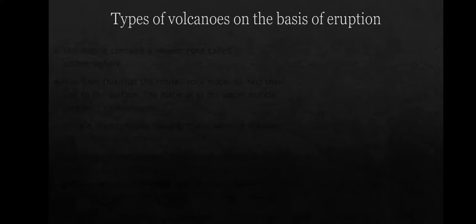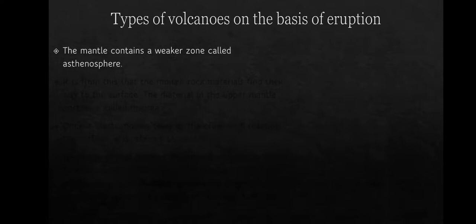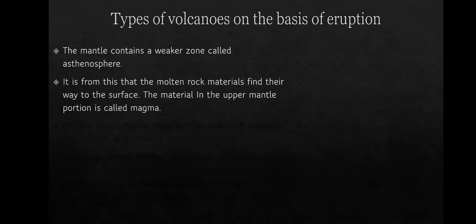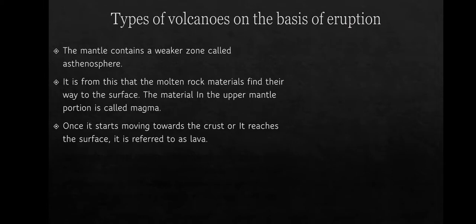Types of volcanoes on the basis of eruption. The mantle contains a weaker zone called the asthenosphere. It is from this that the molten rock materials find their way to the surface. The material in the upper mantle portion is called magma. Once it starts moving towards the crust or reaches the surface, it is referred to as lava.